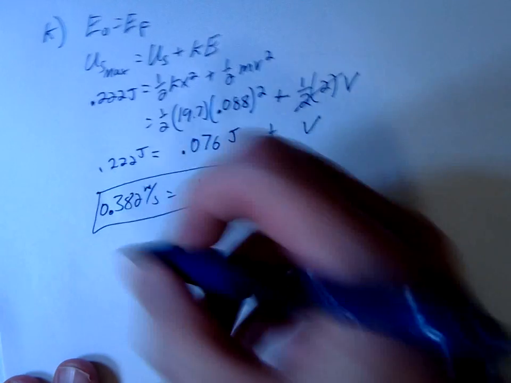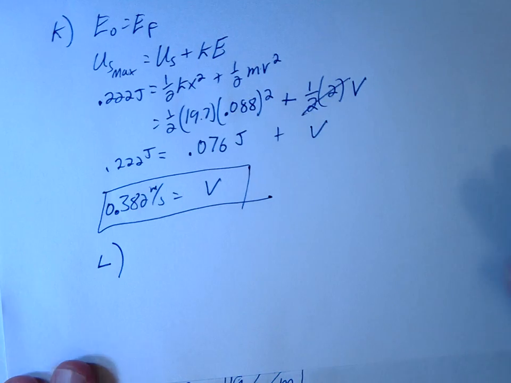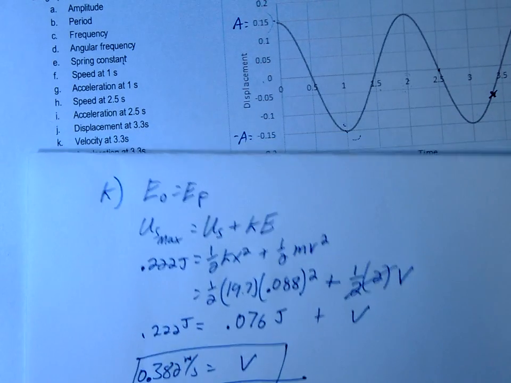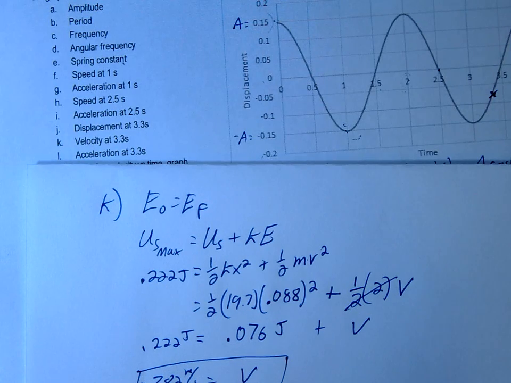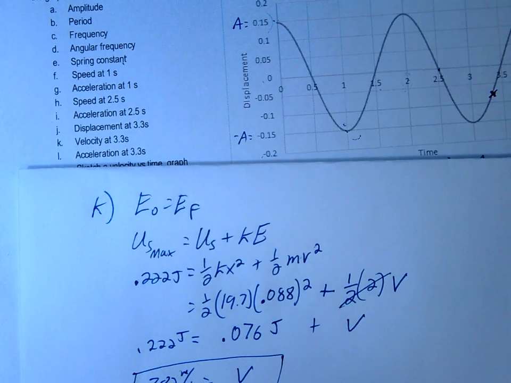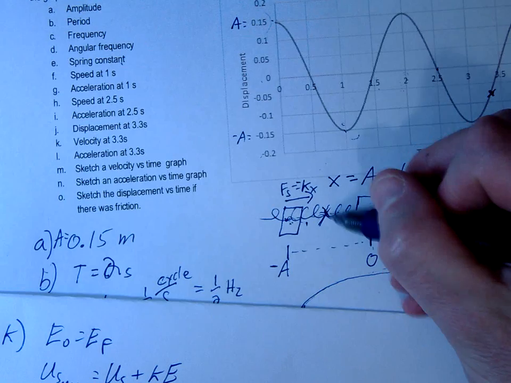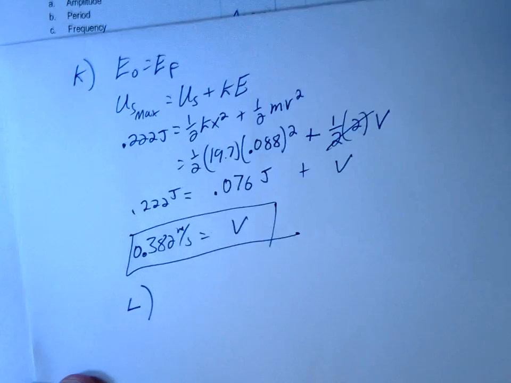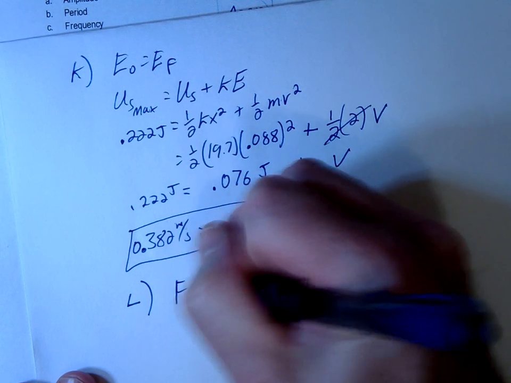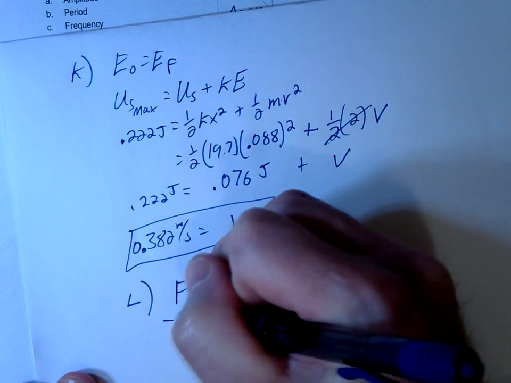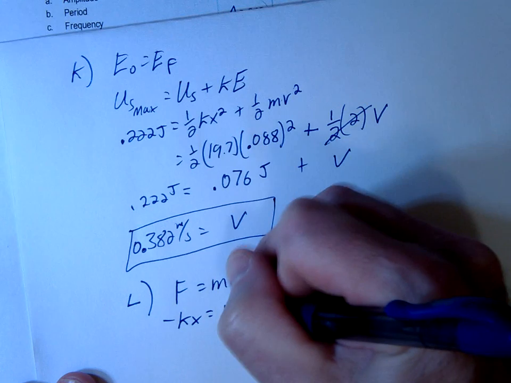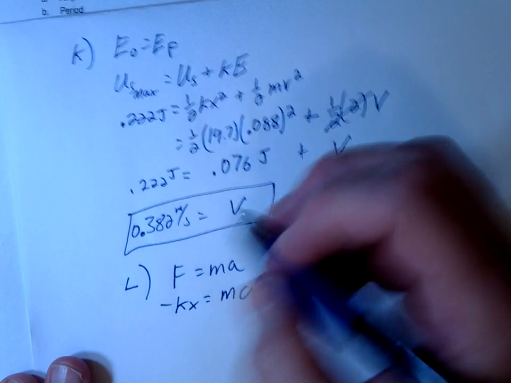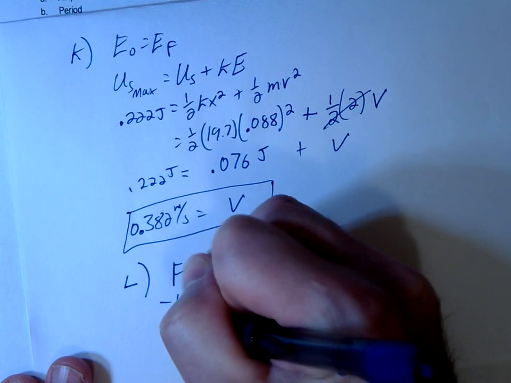All right, moving along, letter L says, what is the acceleration at 3.3? So at 3.3, again, we're somewhere over here. So we're just going to use our F equals kx again, or negative kx, and set that equal to ma. I think we did this before at the peak, but now we're a little bit less than the peak. So a equals negative kx over m.